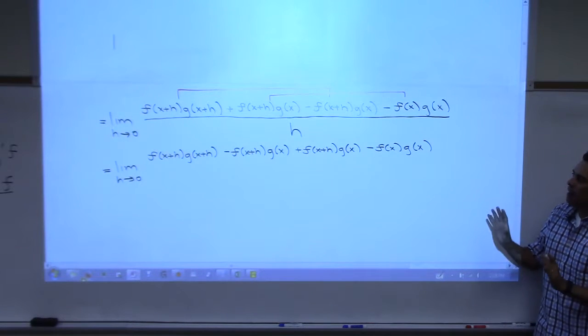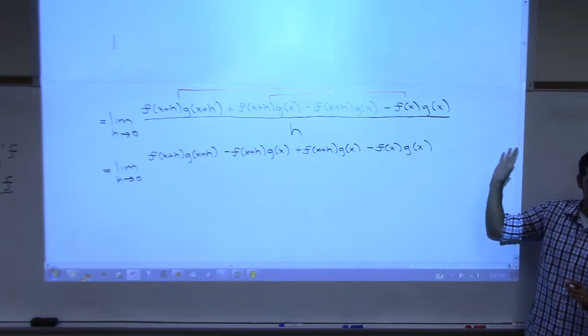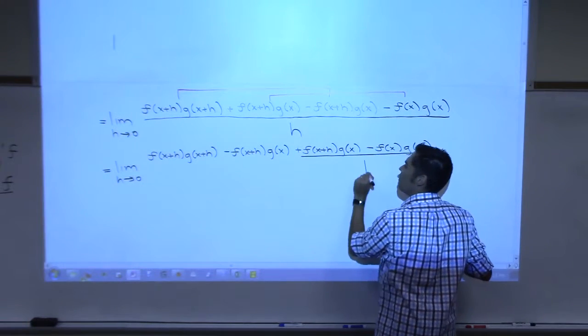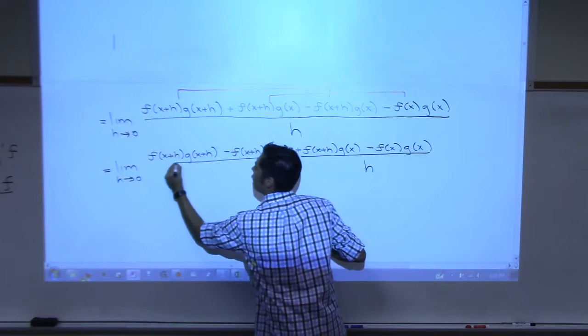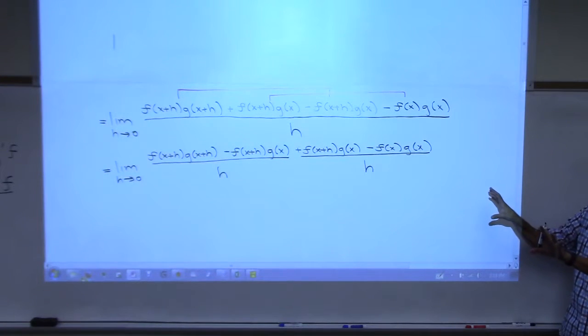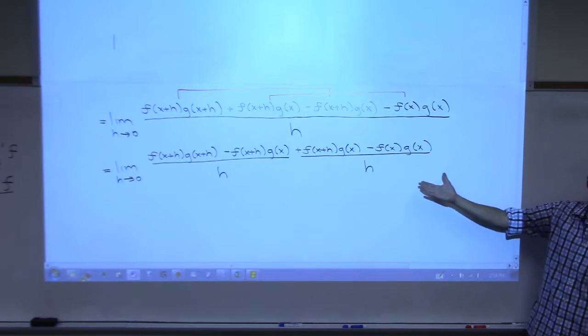Yes? Now, this is all over h, yeah? It's all over h. So there's no problem with me doing this then. That over h and that over h. That's the same. Split a fraction into 2. If they have the same denominator, I can push them back together. I'd have the same thing.